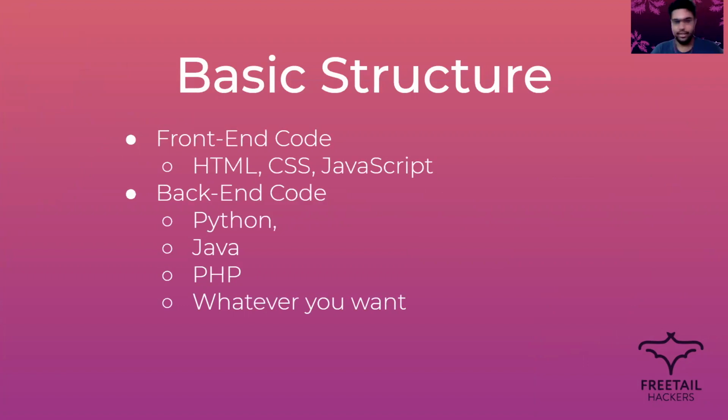Back-end code, on the other hand, is where all of the data is stored. For example, your front-end code doesn't just get the data out of nowhere. There has to be a place for all of your friends' photos to be stored, and that lives in the back-end code.